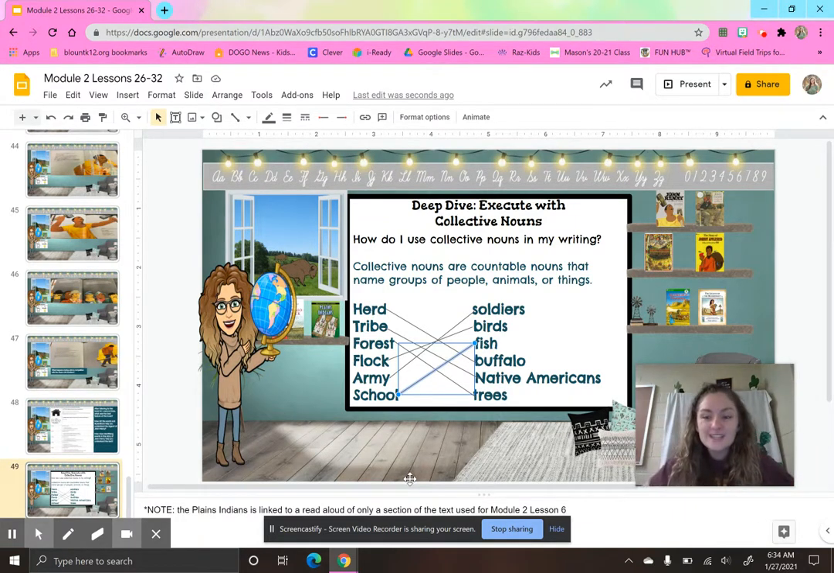All right, Smarties. So, as we are learning about John Henry, start thinking about collective nouns that you can use for your next writing task. How can you use collective nouns to make your writing more interesting?